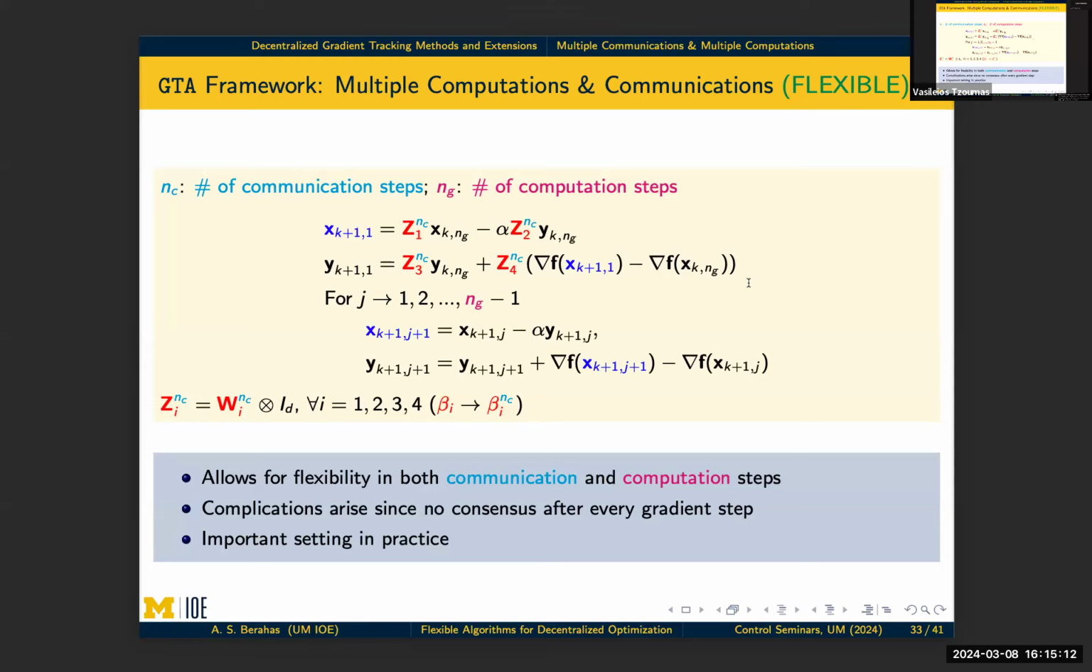It gives you flexibility. And really the complications arise because the way that these decentralized algorithms work is, okay, take a gradient step and then consensus. Take a gradient step and consensus. So you're not allowed to move too far away. Now we're saying NG gradient steps. With NG steps, I could have moved from here to central campus, right? So that becomes a problem. The other thing is, as I mentioned, it's an important setting in practice.